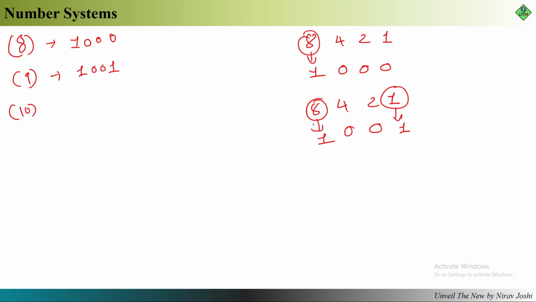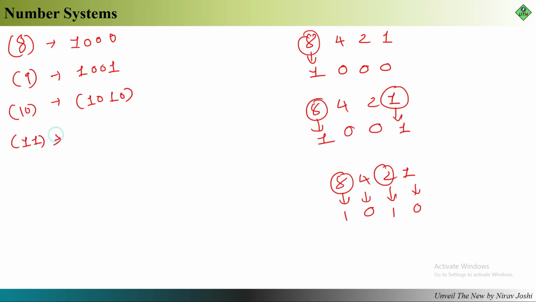Next, 10. Okay, for 10, what do we want? 8, 4, 2, 1. What can we do? 8 plus 2 will become 10. So 1 for this and 1 for this. For the rest of the numbers, 0, 0. So it becomes what? 1, 0, 1, 0. Okay, for 11. What do we want? 11. So 8, 4, 2, 1. So 8 plus 2 will become 10. Plus 1 will become 11. So 1, 1, 1 and 0 for this. So it becomes 1, 0, 1, 1.